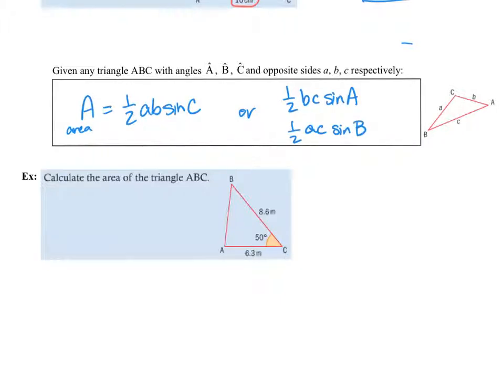So let's use that formula to do an example. It says calculate the area of triangle ABC. Since we know what the measure of angle C is, and we know what little a is and what little b is, let's use this form of the equation. To find the area of this triangle, we're just going to take 1/2 times a times b, so that would be 8.6 times b, which is 6.3, and then multiply that by the sine of a 50-degree angle. Again, that's all arithmetic that can be done on the calculator, so your answer turns out to be approximately 20.8 meters squared.